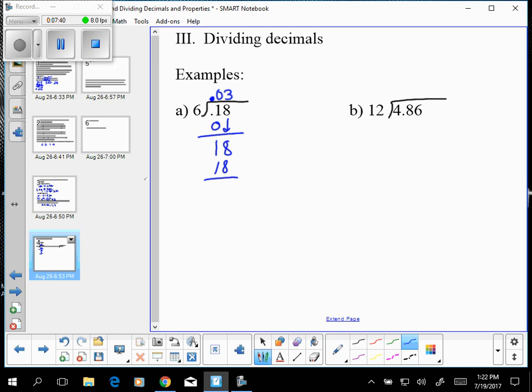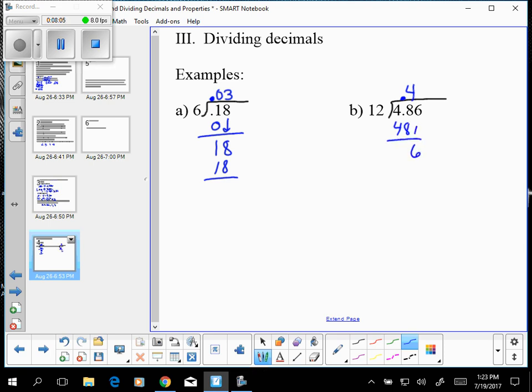Okay, I look at example B. This is another whole number divisor, so that means my decimal point's got to go straight up. Now, 12 does not go into 4. Some people would put a 0 there, but I don't. 12 doesn't go into 4 at all, but it will go into 48 4 times.